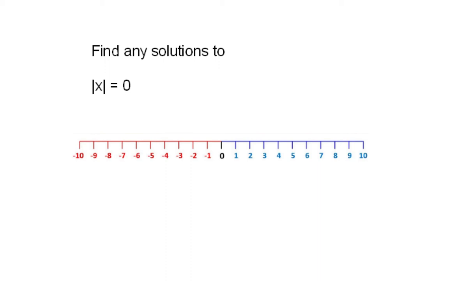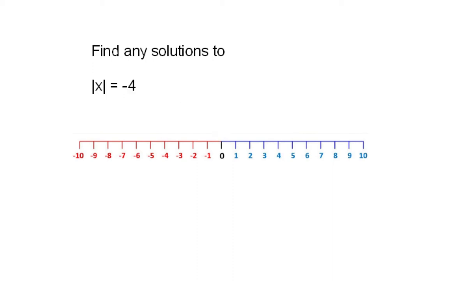What if I asked you to find any solutions to the absolute value of x is equal to 0? Well, that's how many numbers are 0 units away from 0 on the number line. The only solution there is the number 0. So our solution set is just the number 0.